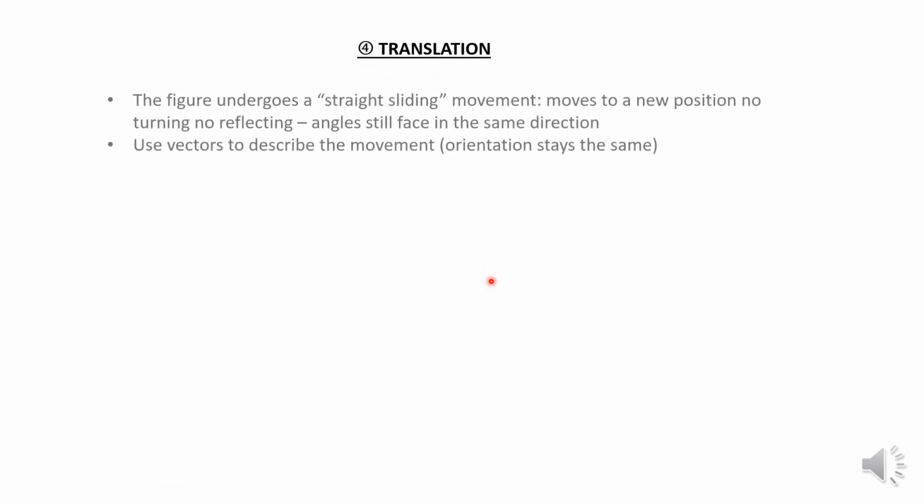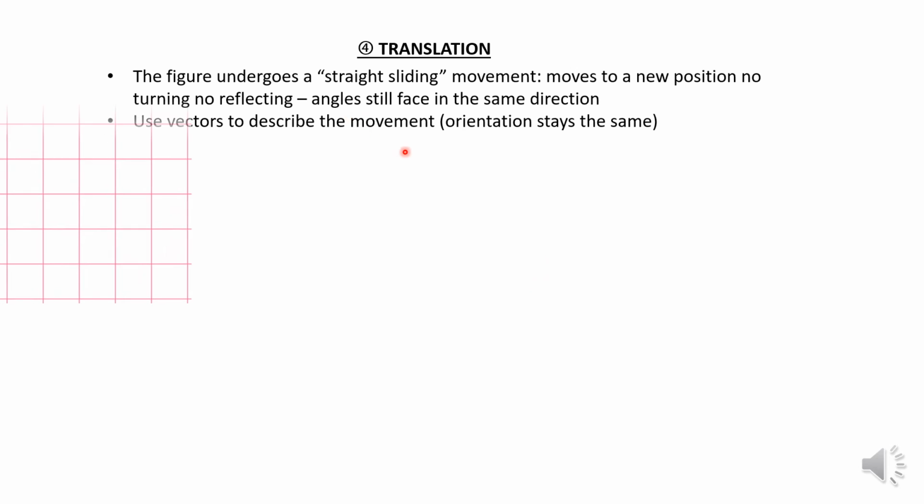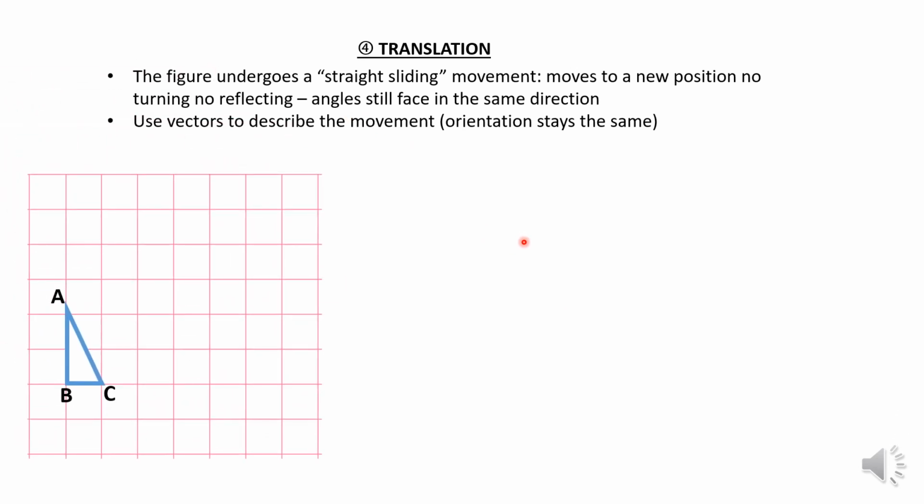So let's talk lastly about translation, that sliding movement that we say the shape sort of undergoes, right? It moves to a new position, no turning, no reflecting, all right? No stretching, no shear. We're not doing those. All right, so we use a vector to describe that movement.